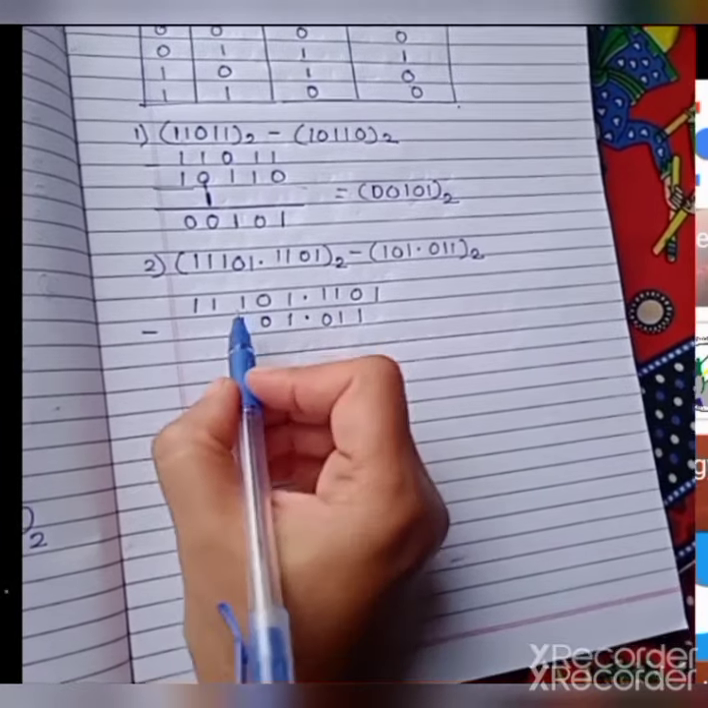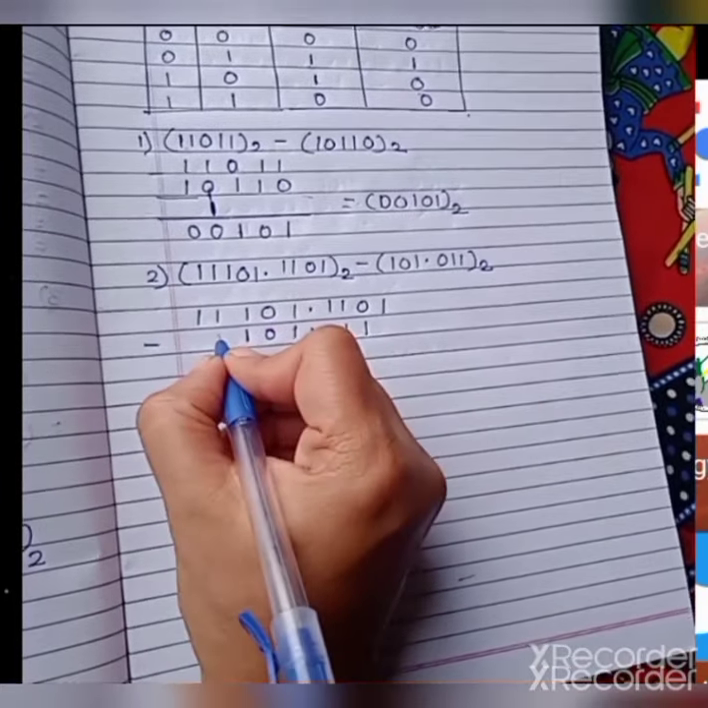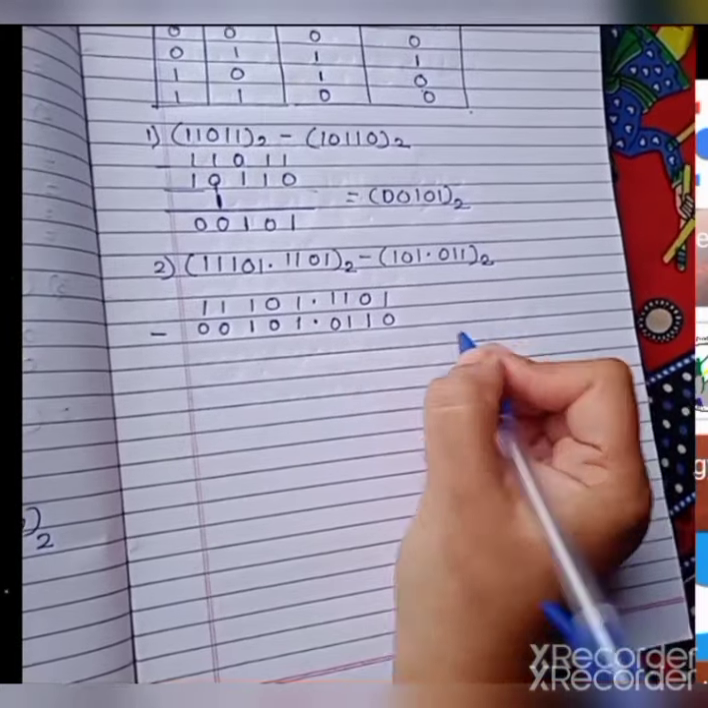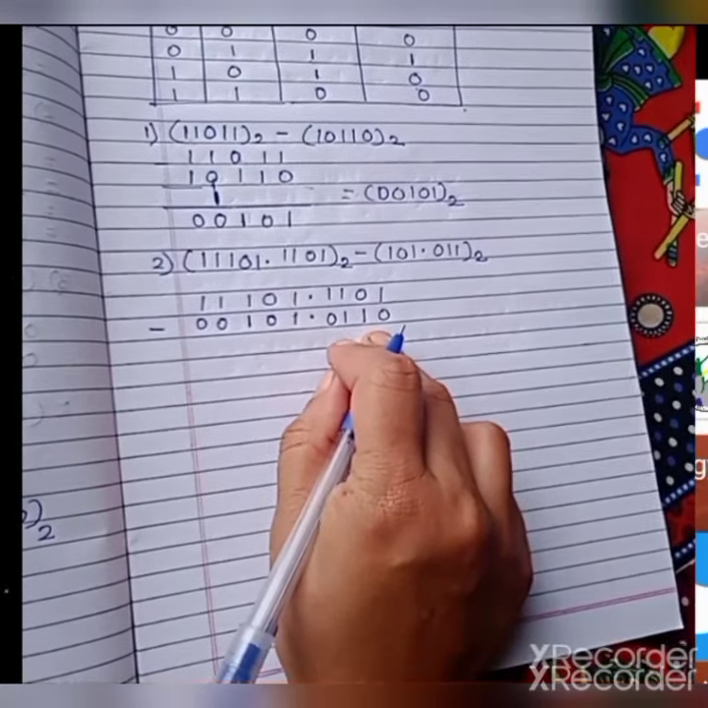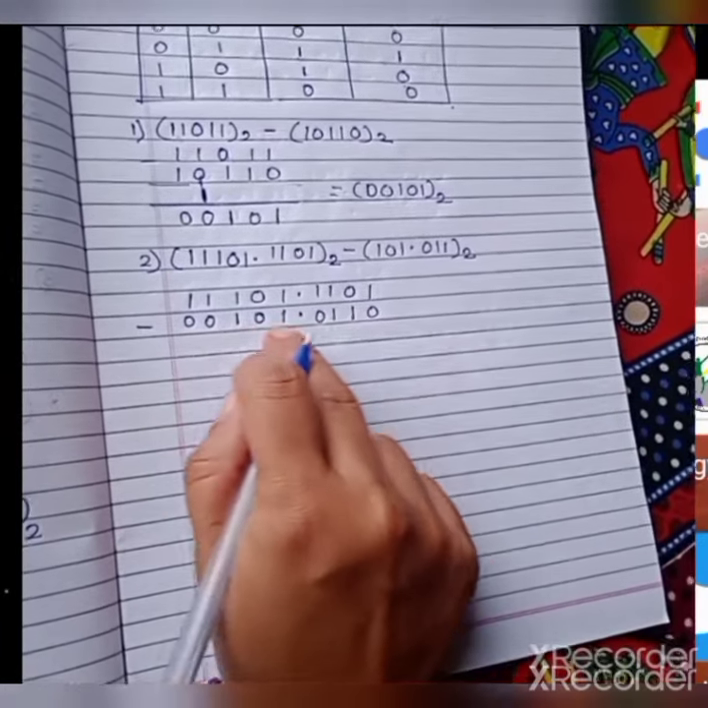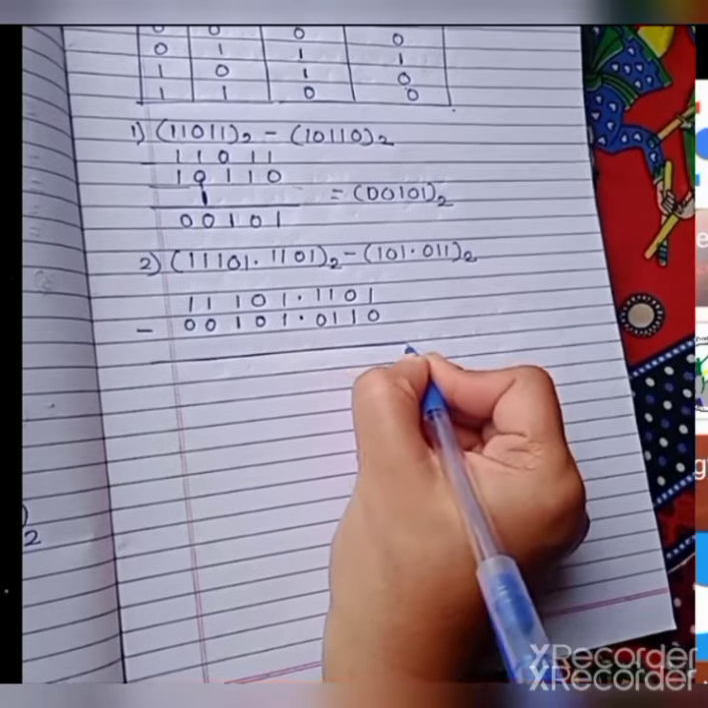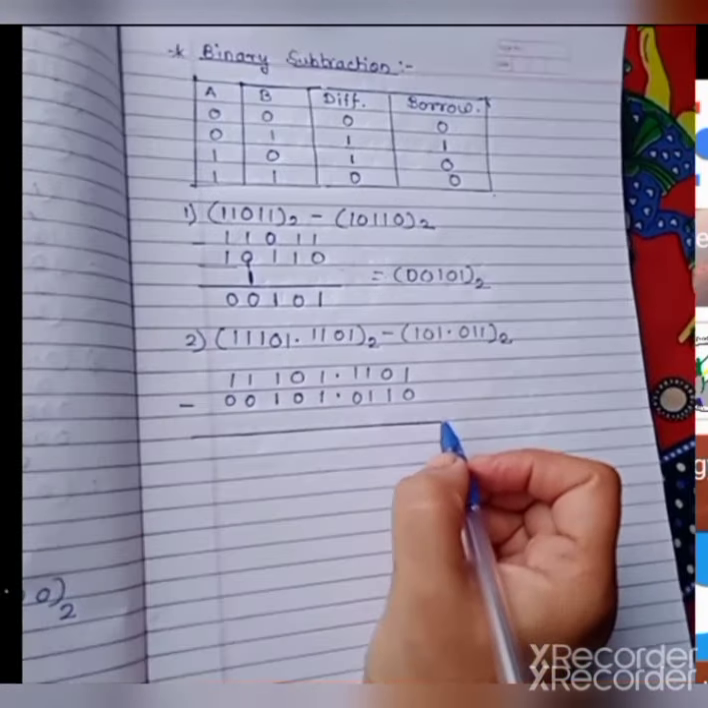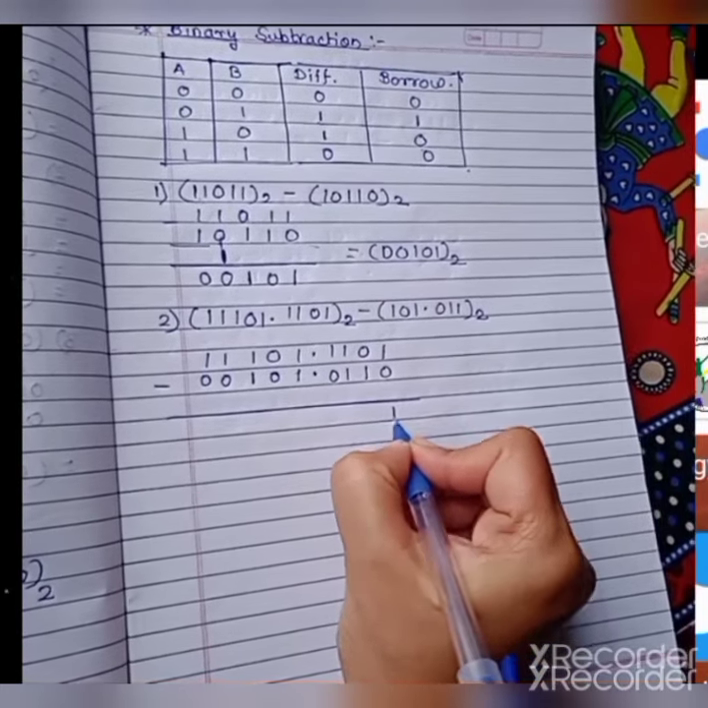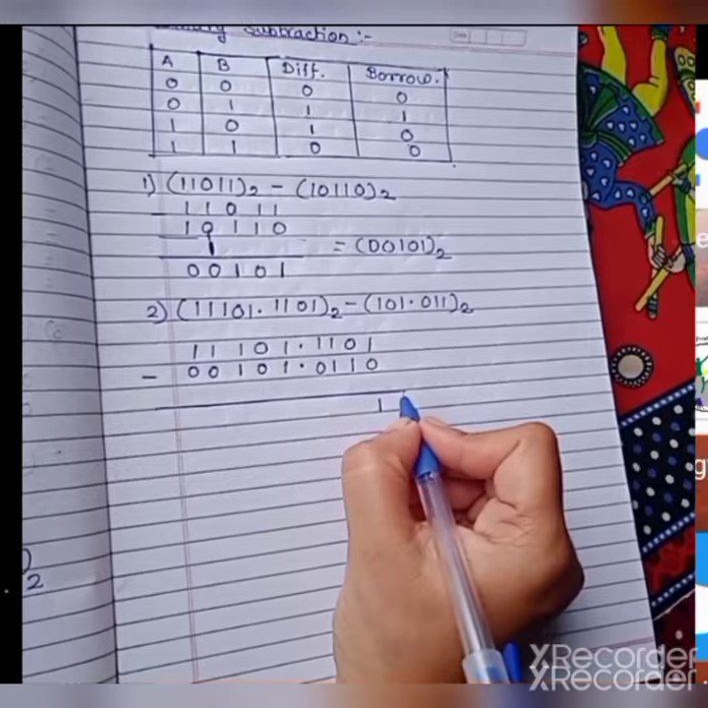So you will find here the bits are incomplete in B part. So complete it by adding 0 here and 0 here. This is called bit equalization or zero padding. Now leave this space for writing borrow and start doing the subtraction. Now see, 1 minus 0, difference is 1, borrow is 0. No need to write a 0 borrow, right?